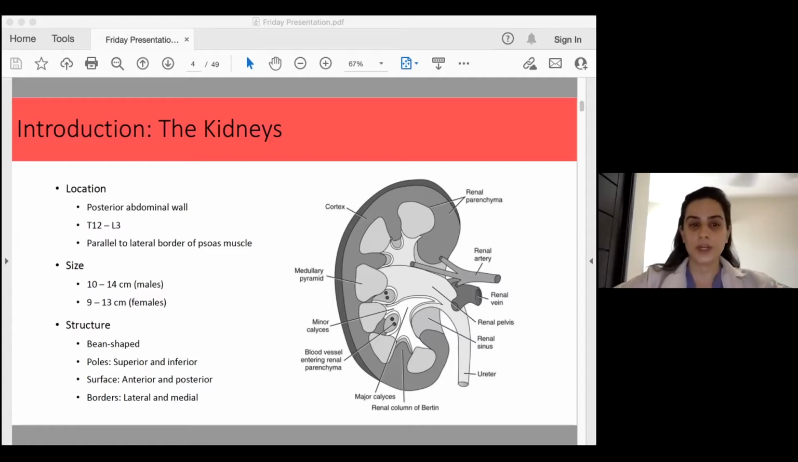In terms of its structure, they are recognized for being bean-shaped. They have a superior and inferior pole. They have an anterior and posterior surface, and they have a lateral and medial border.